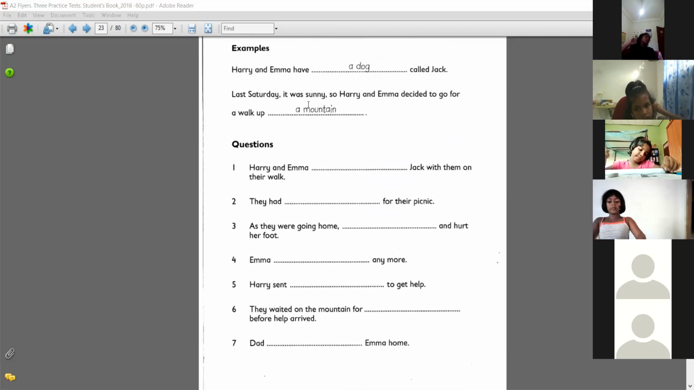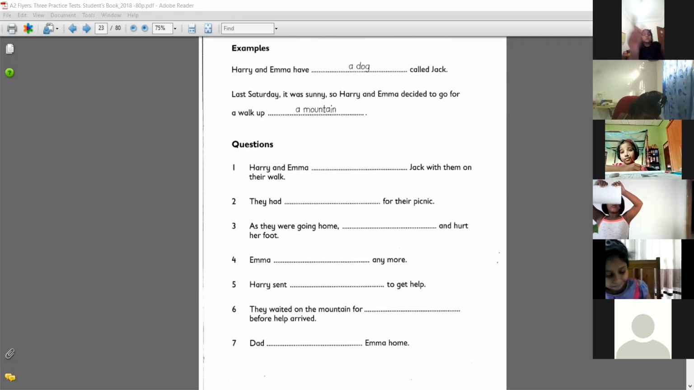Last Saturday it was sunny, so Harry and Emma decided to go for a walk up a mountain. So you can see the two examples. Now we are going to write the answers for the other questions.